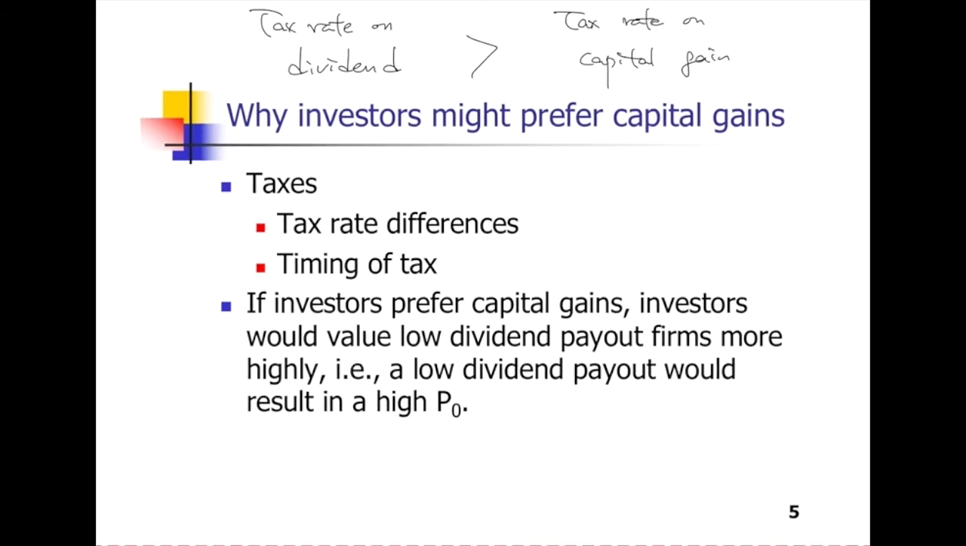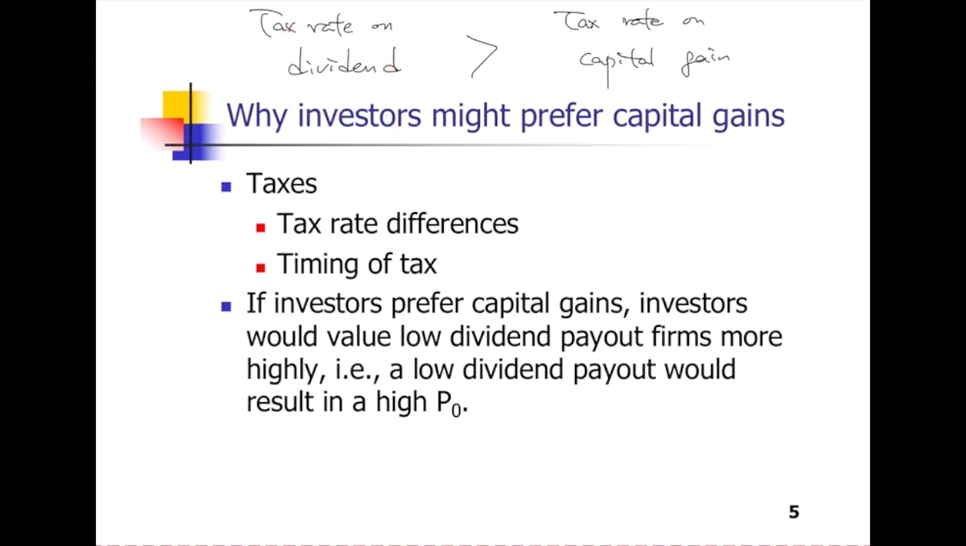The second reason is the timing of tax. In Korea, most firms set the dividend amount at the shareholder meeting in March. Then the firm distributes the dividend to shareholders in May. At that time, the investor has to pay tax on the dividend. So the investor cannot decide when to pay tax in this case.